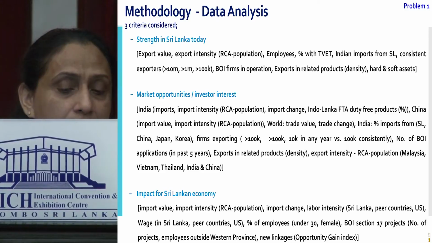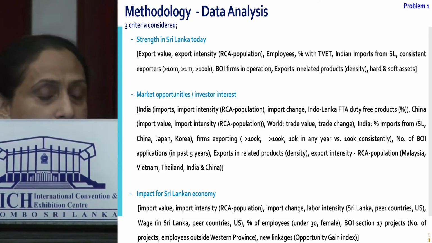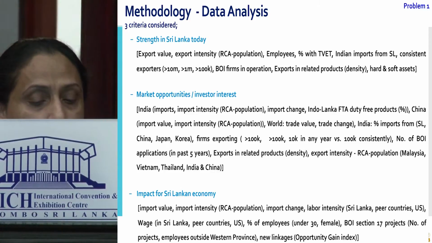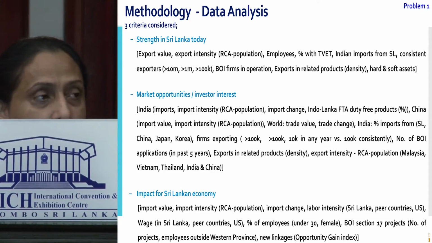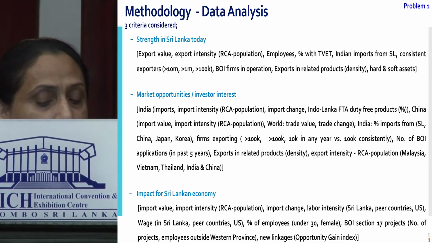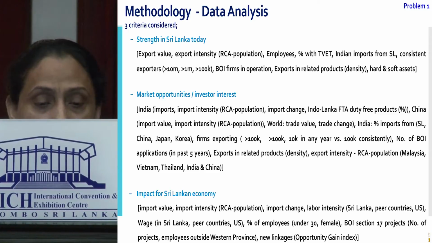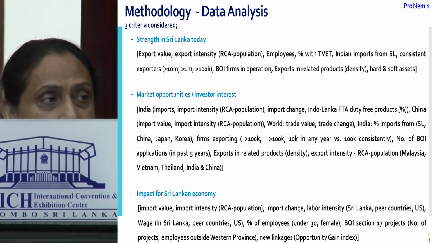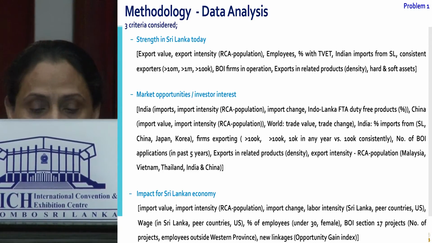So for data analysis, we considered 3 criteria. What are the strengths in Sri Lanka today? You can see a lot of variables like export value, intensity, employees, and so forth. And for the market opportunities and investor interest too, we have taken quite an array of data, and for impact on the Sri Lankan economy too, quite in-depth analysis was done. So based on these 3 criteria, we evaluated the templates that were done by the team members.